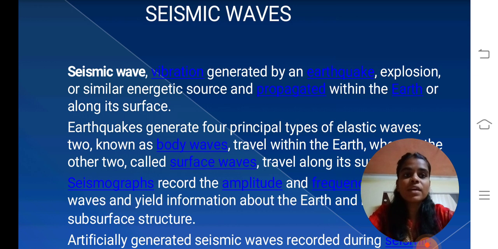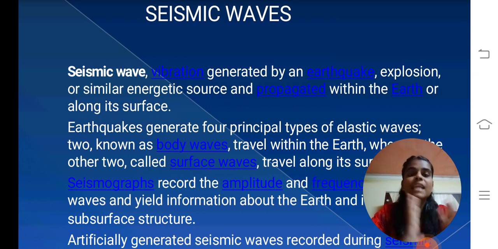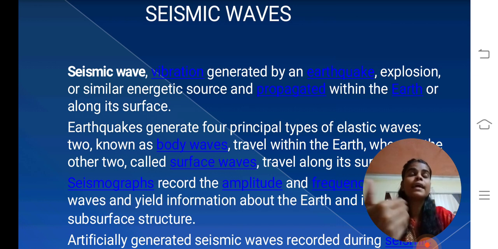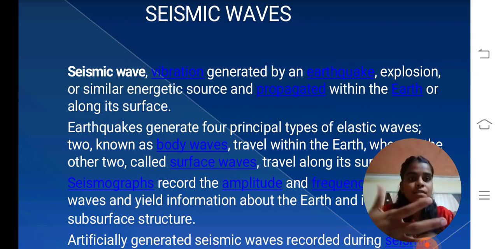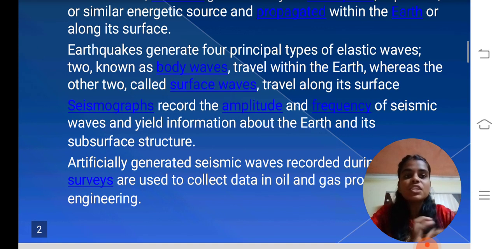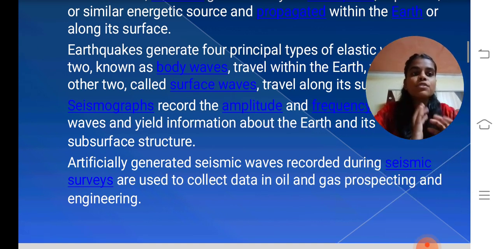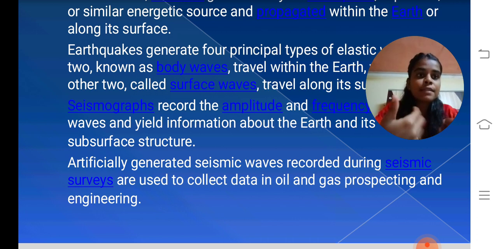Next, earthquakes generate four principal types of elastic waves. That is, two are body waves and two are surface waves. They are again classified into two categories. We will discuss about this further. The seismographs are used to record the amplitude and the frequency of these seismic waves. Next, artificially generated seismic waves recorded during seismic surveys are used to collect the data in oil and gas prospecting and engineering also.